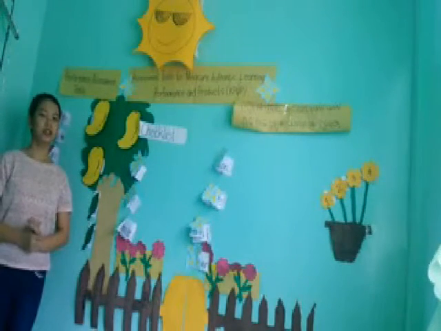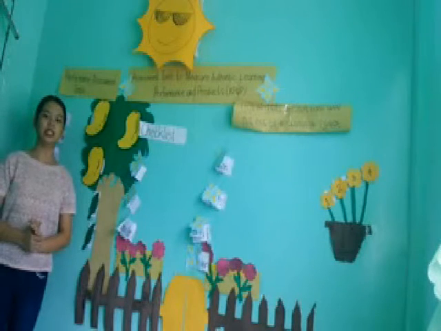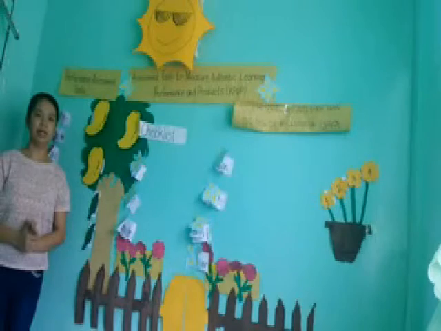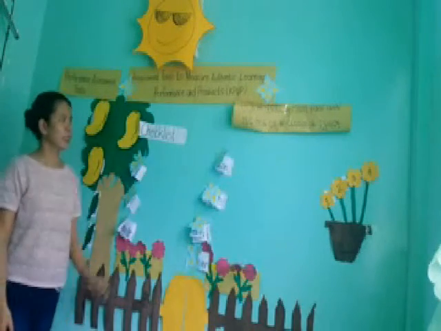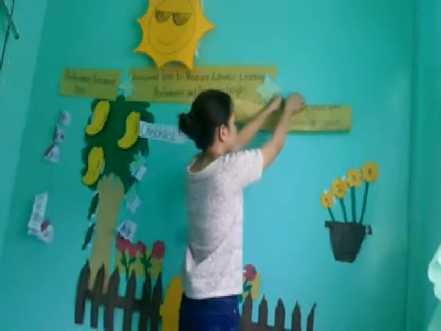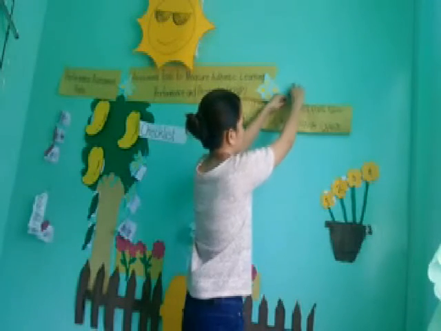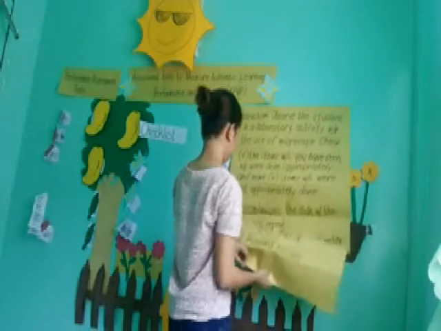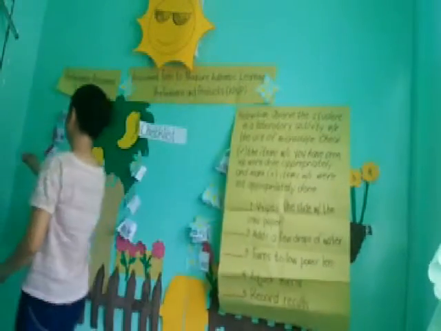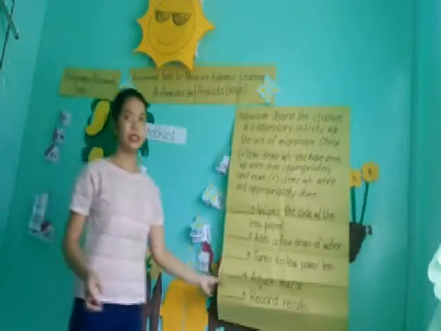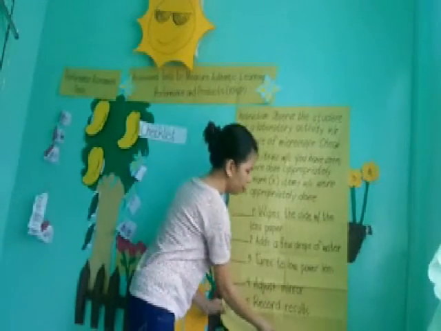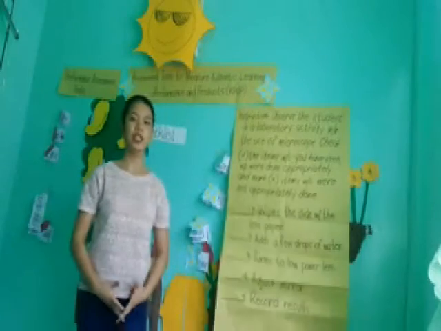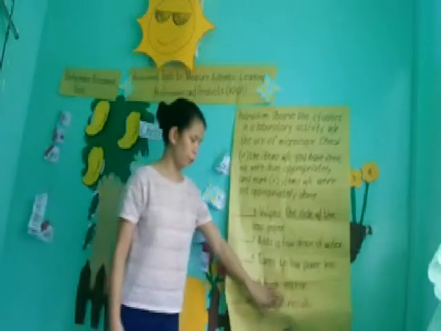Checklist. It is a tool that consists of a list of qualities that are expected to be observed as present or absent. This is an example of a checklist, and it is about a checklist on the use of microscope.